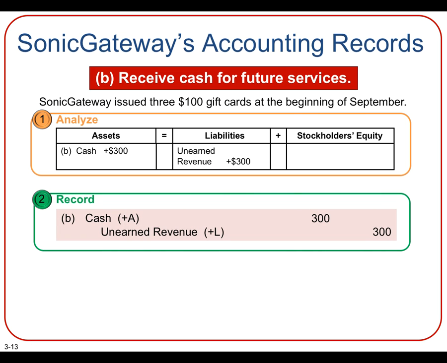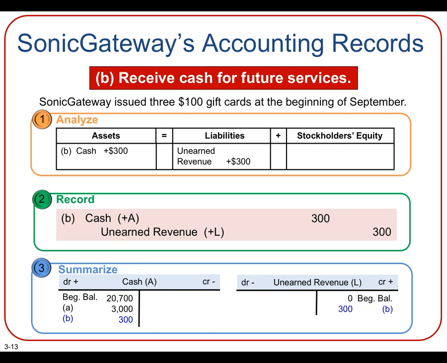So the accounting journal entry looks like this: you debit cash, which is on the left hand side. You also credit your unearned revenue because it's your liability and it's on the right hand side. So you credit unearned revenue. And this is what the T account looks like.